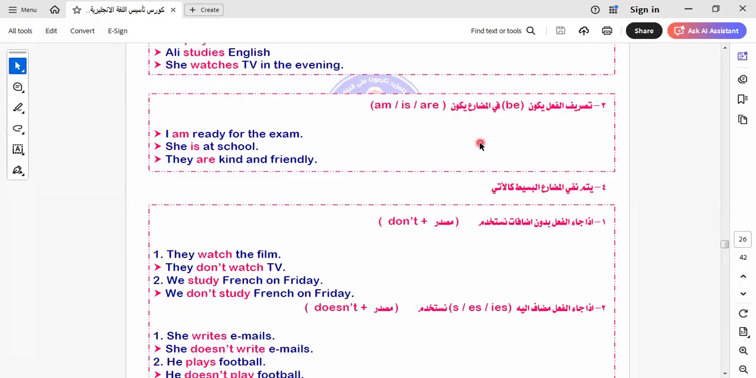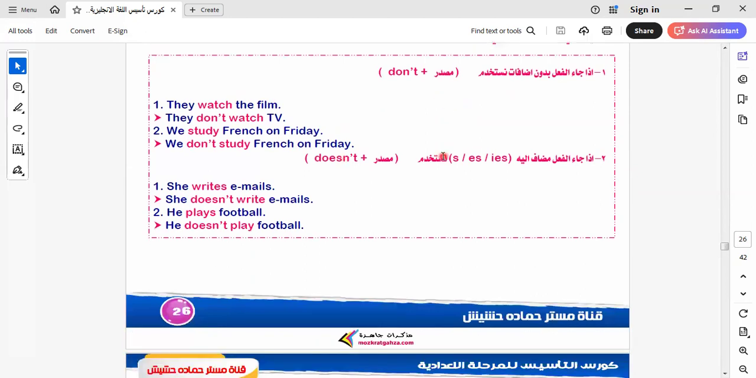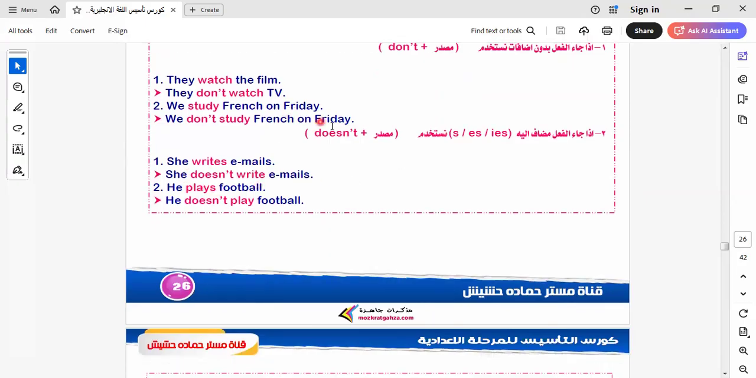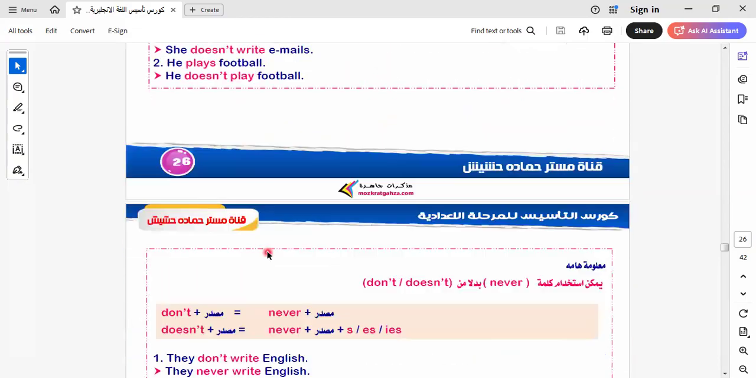We also use the verb to be as a present simple form, without a helping verb. We say I am, or he is. When we make a negative form or a question form, we use doesn't or don't. When the verb is followed by a singular pronoun, we add S. When we use doesn't, we omit S, like this. We say doesn't try, doesn't play, and so on.